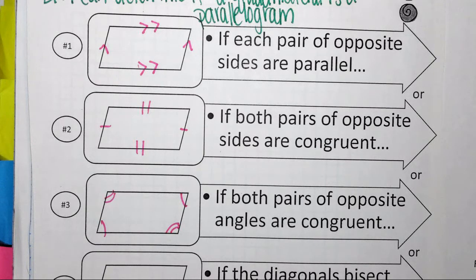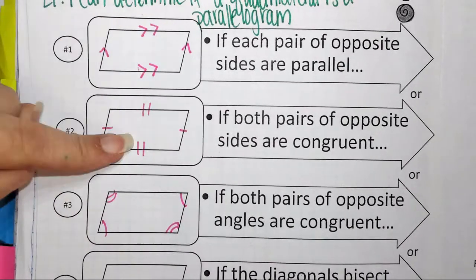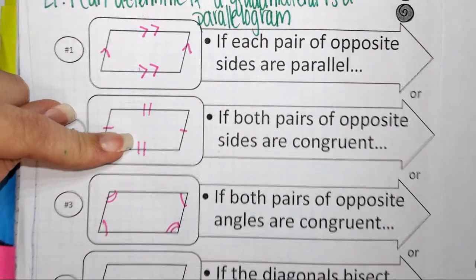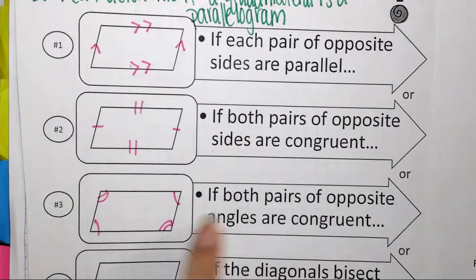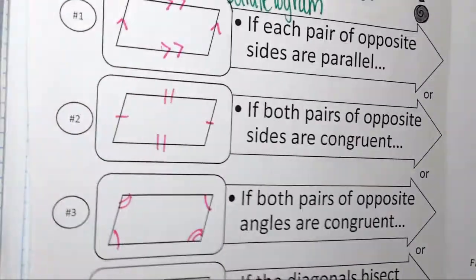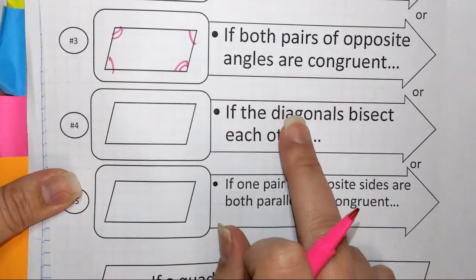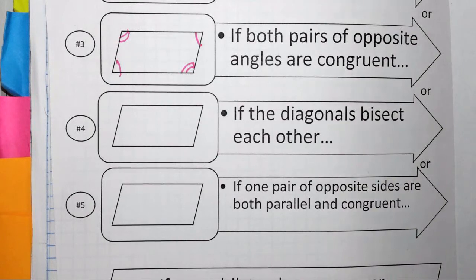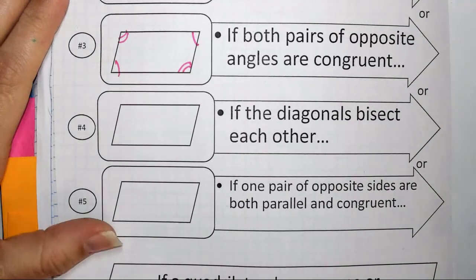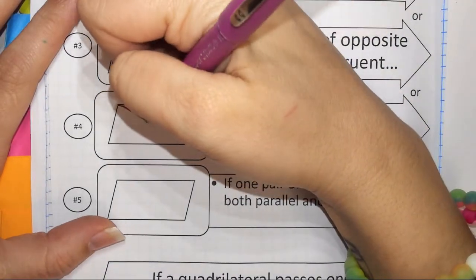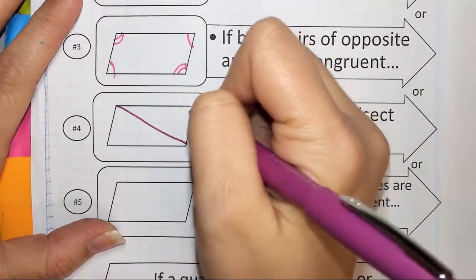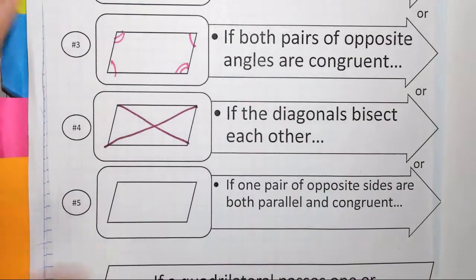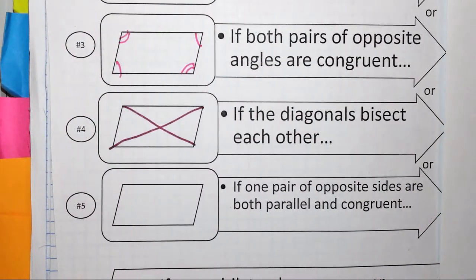Alright, so the first test is if each pair of opposite sides are parallel, or if both pairs of opposite sides are congruent, or if both pairs of opposite angles are congruent, or if the diagonals bisect each other. So what would it look like if the diagonals bisect each other? So we would go from where? Okay? Now, is that all it has to look like?